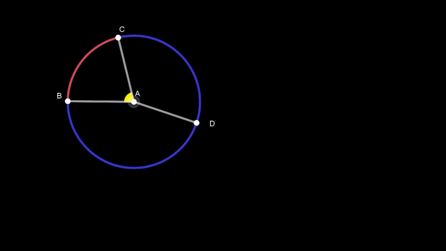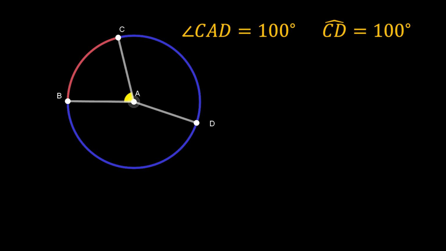Arcs can be measured in terms of degrees or in terms of its length. Pero doon muna tayo sa degrees. The number of degrees in an arc is equal to the angle measure of the central angle intercepting it. So for example, angle BAC measures 50 degrees. So ibig sabihin, arc BC also measures 50 degrees. So for example, angle CAD measures 100 degrees. Ibig sabihin, arc CD also measures 100 degrees.